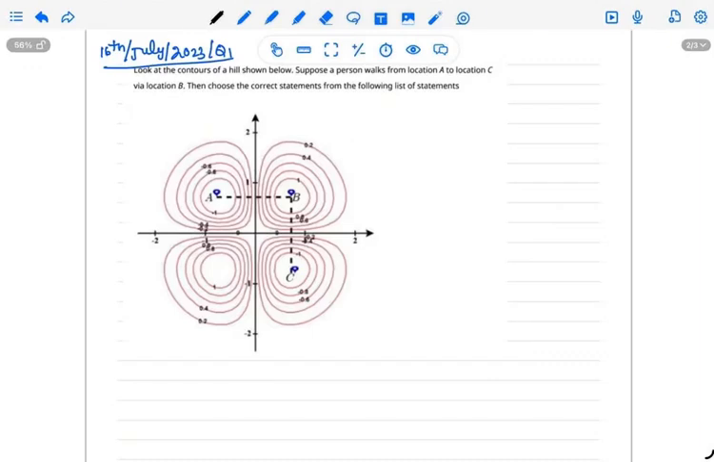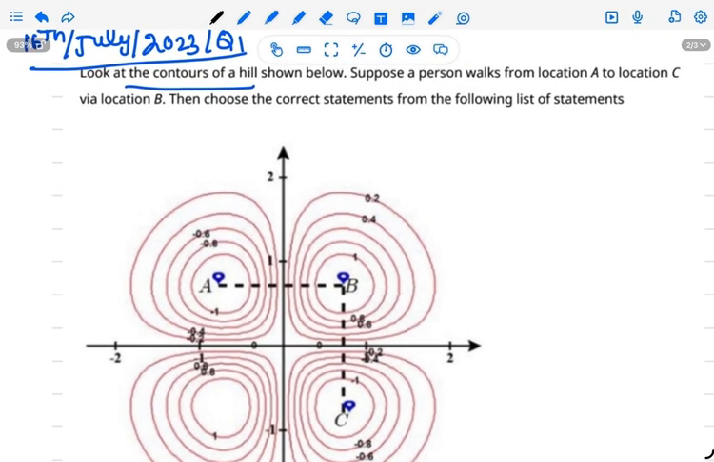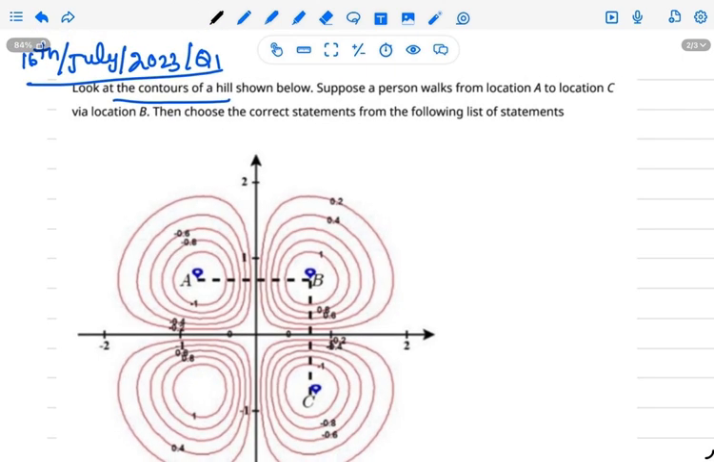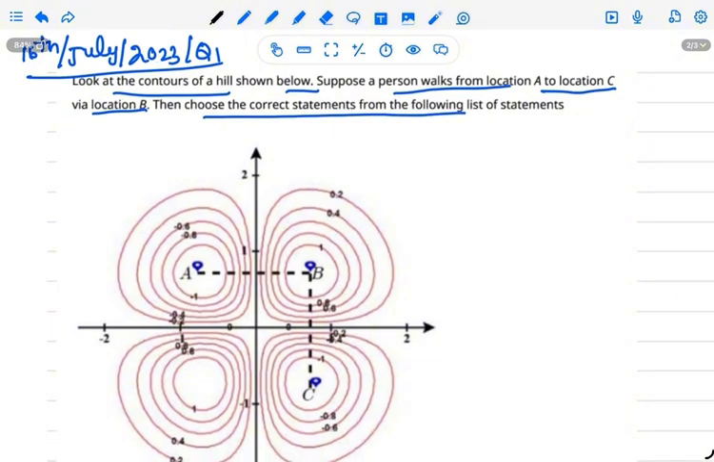So this question is related to contours. Look at the contours of a hill shown below. Suppose a person walks from location A to B, and A to C via location B. Then choose the correct statement from the following list of statements. This question is related to contours.